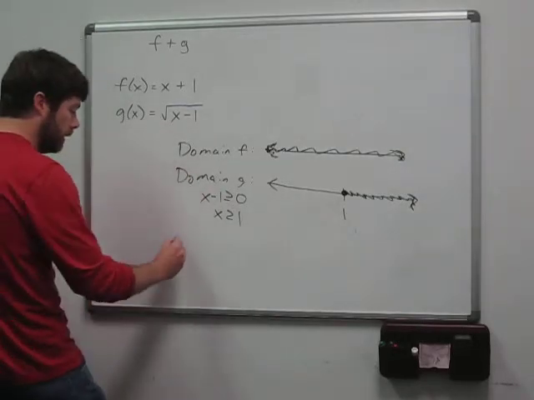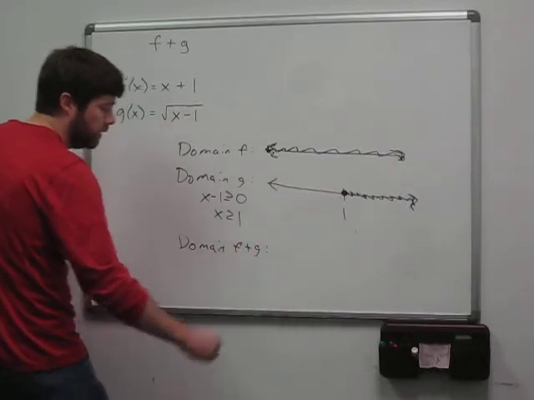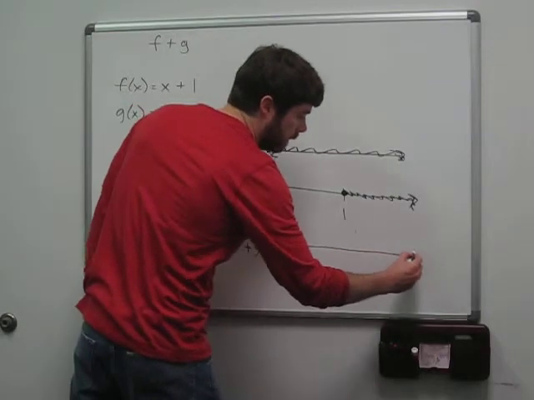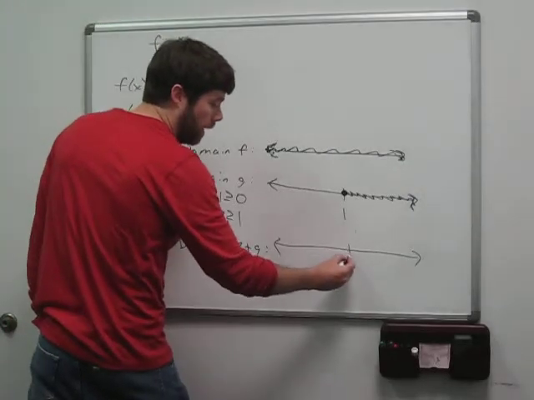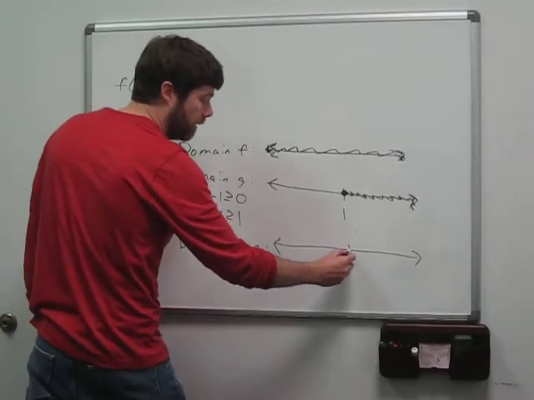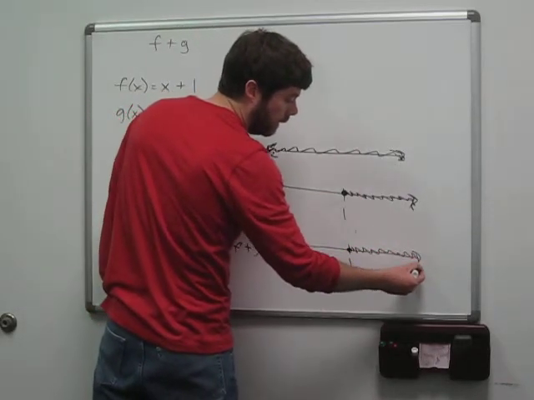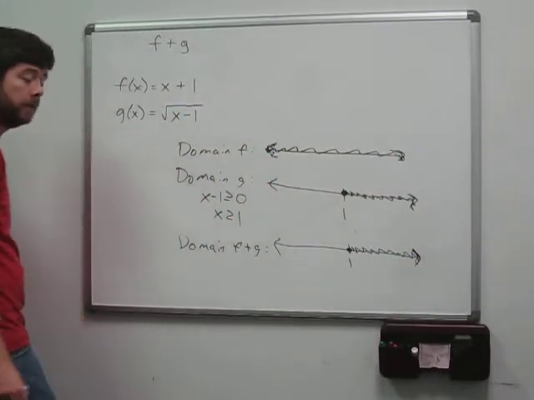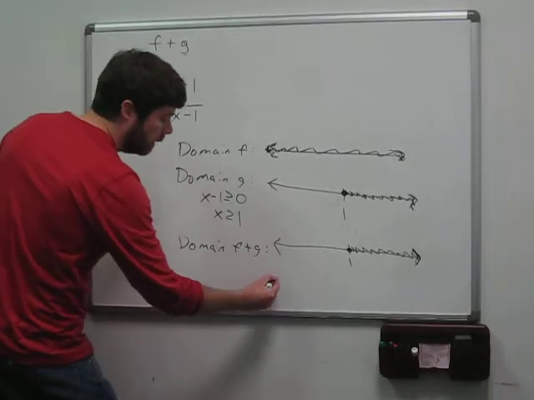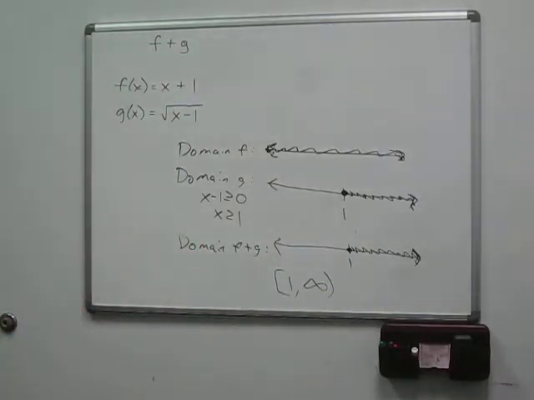So now that we've determined each domain separately, we can go ahead and determine the domain of f plus g. It is the intersection of these two domains. It's the x's common to both of these lines. Well, we see that these lines both have 1 in common, and they also have x values larger than 1 in common. So this is the graph of the domain of f plus g. In interval notation, that is 1 to infinity, bracket around the 1, since it's included in the domain.